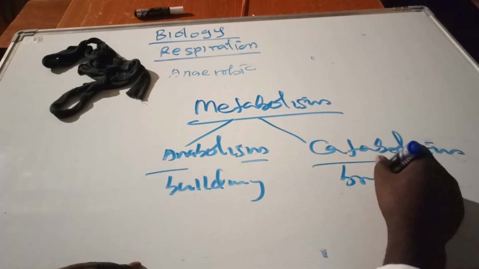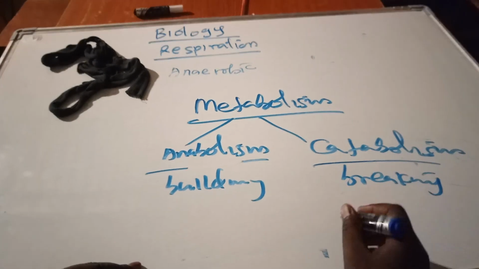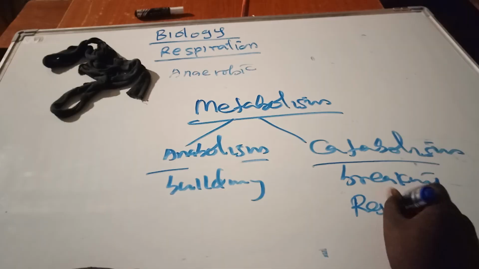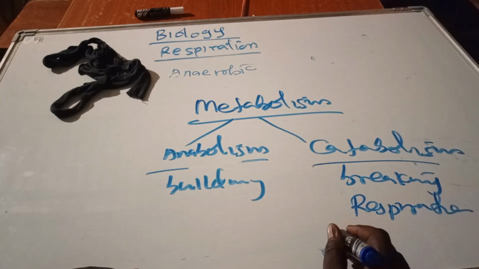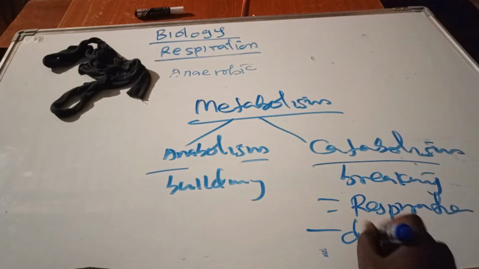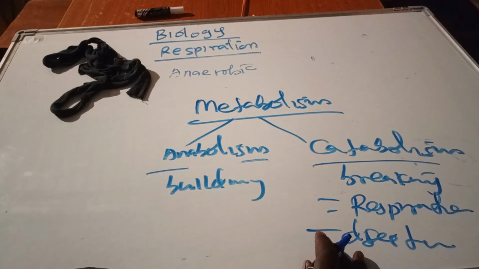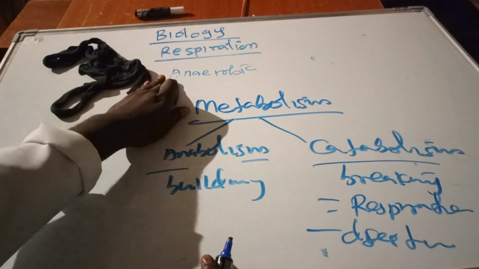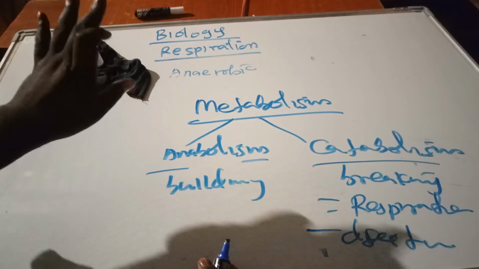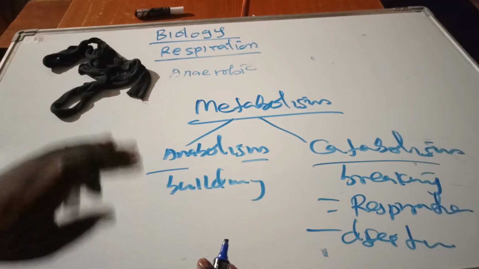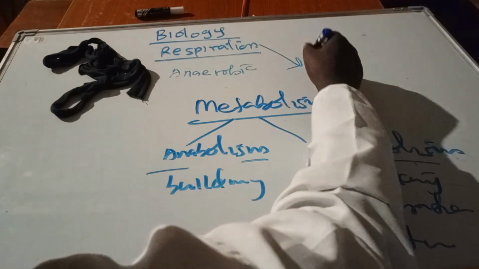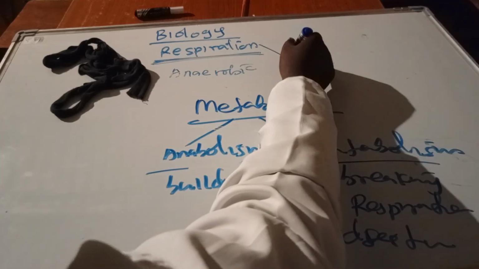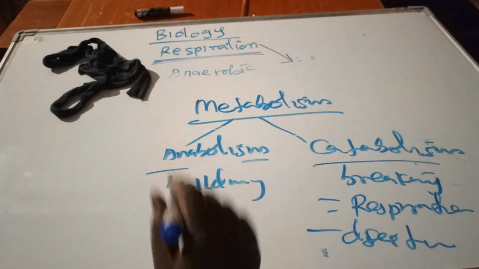Catabolism means breaking down. An example of this is respiration itself. Apart from respiration, we also have digestion. This also involves breaking down. All these are examples of catabolism. And don't forget that respiration is part of the characteristics of living things, which comes from nutrition.